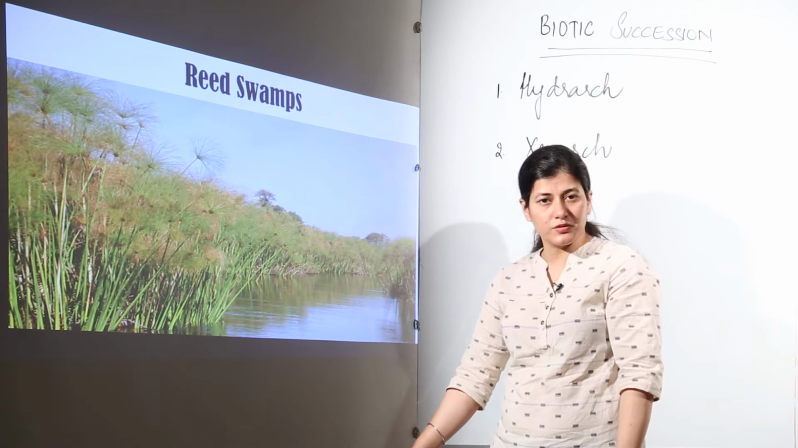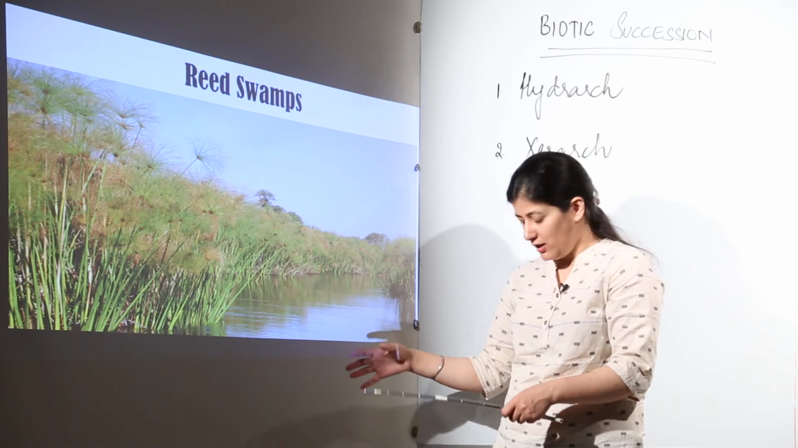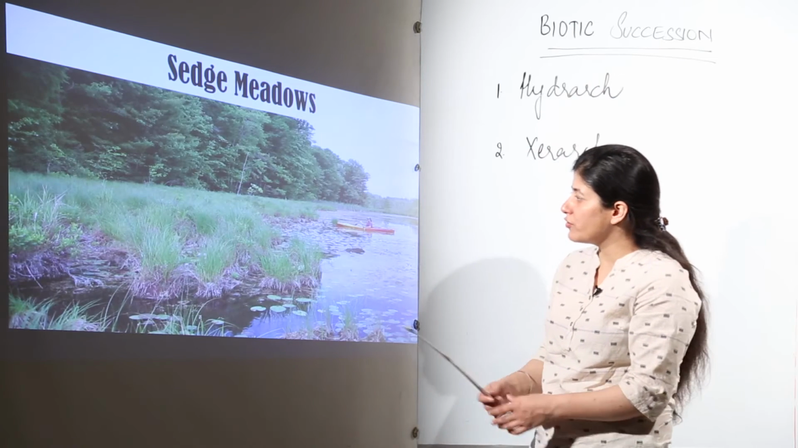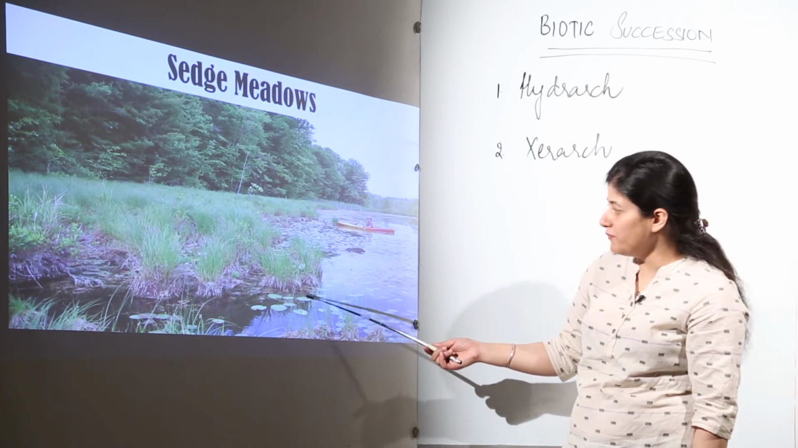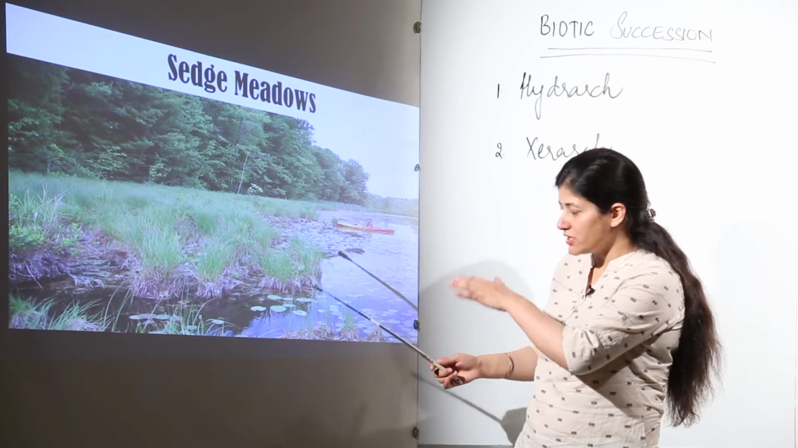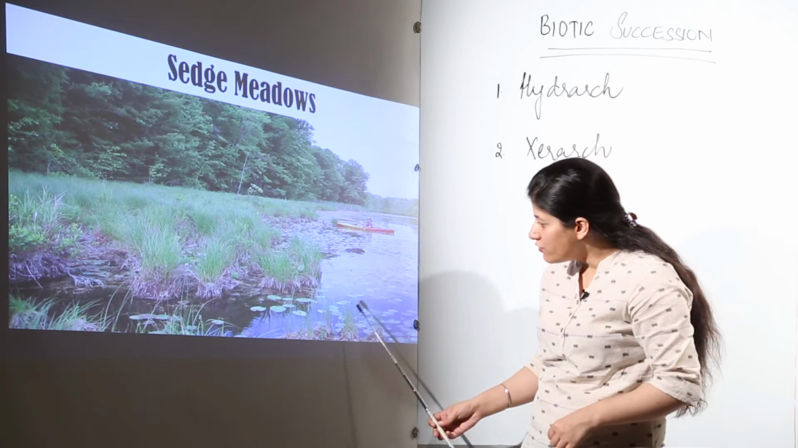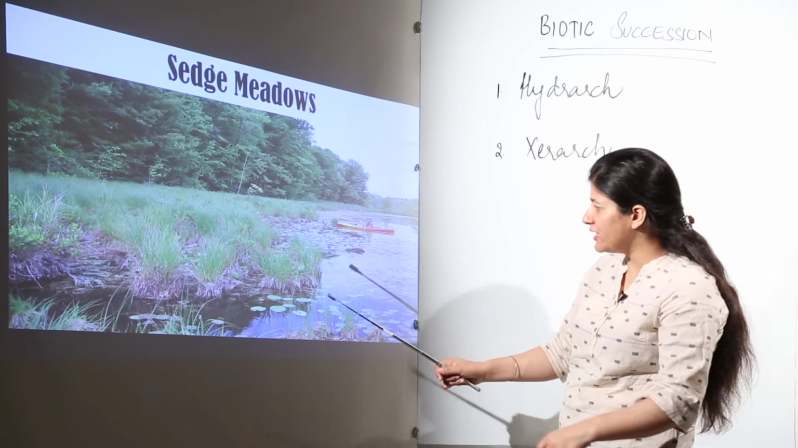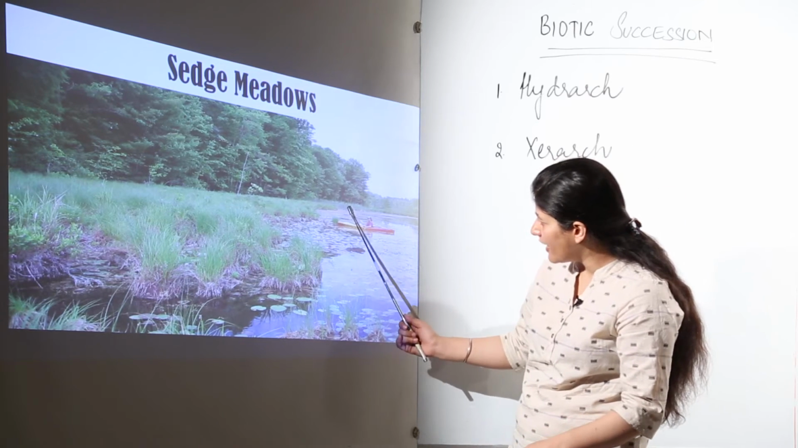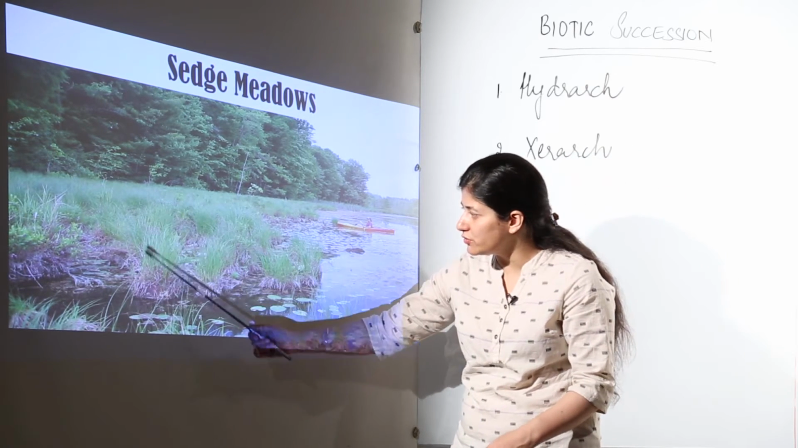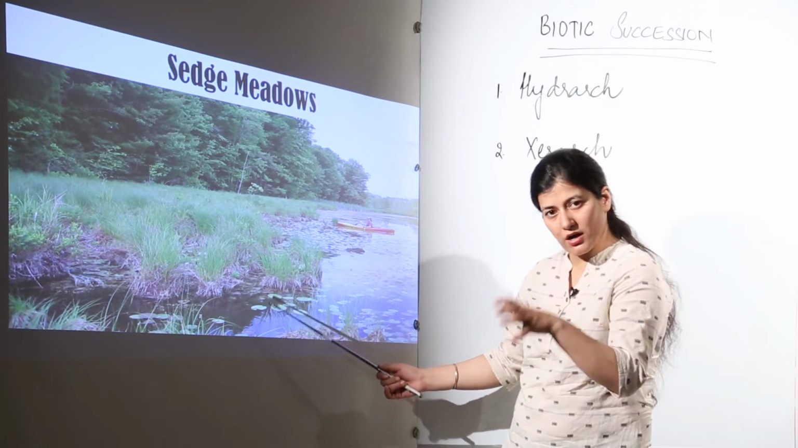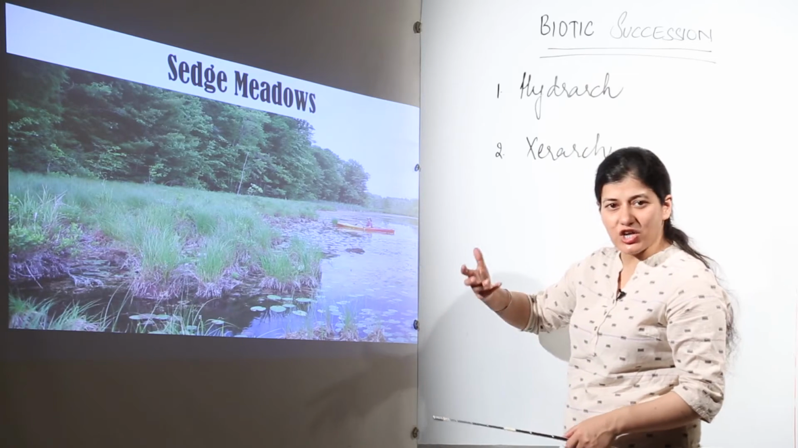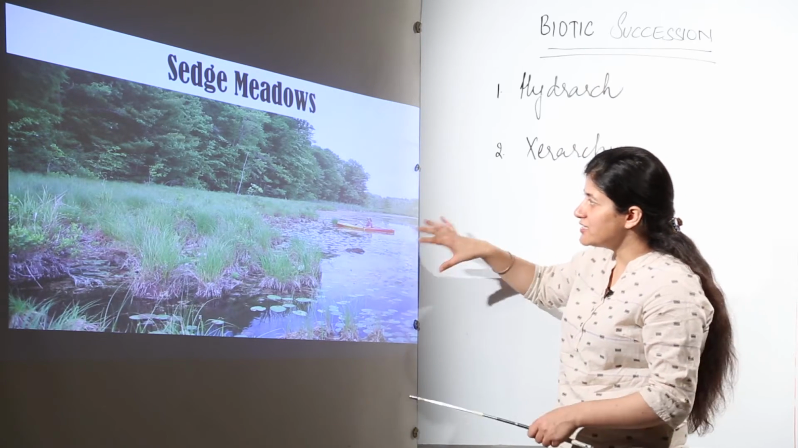Now the reed swamps would grow for a certain time in the given water body, and they would pave the way for the growth of sedge meadows. After that, as you can see, the water is becoming shallower and shallower. You have free floating hydrophytes over here, of course submerged would be there, and there are reeds in the back. It has led to the growth of sedge meadows, which are adding to the soil content of the water body. The water is getting shallower, and this is what a sedge meadow looks like.